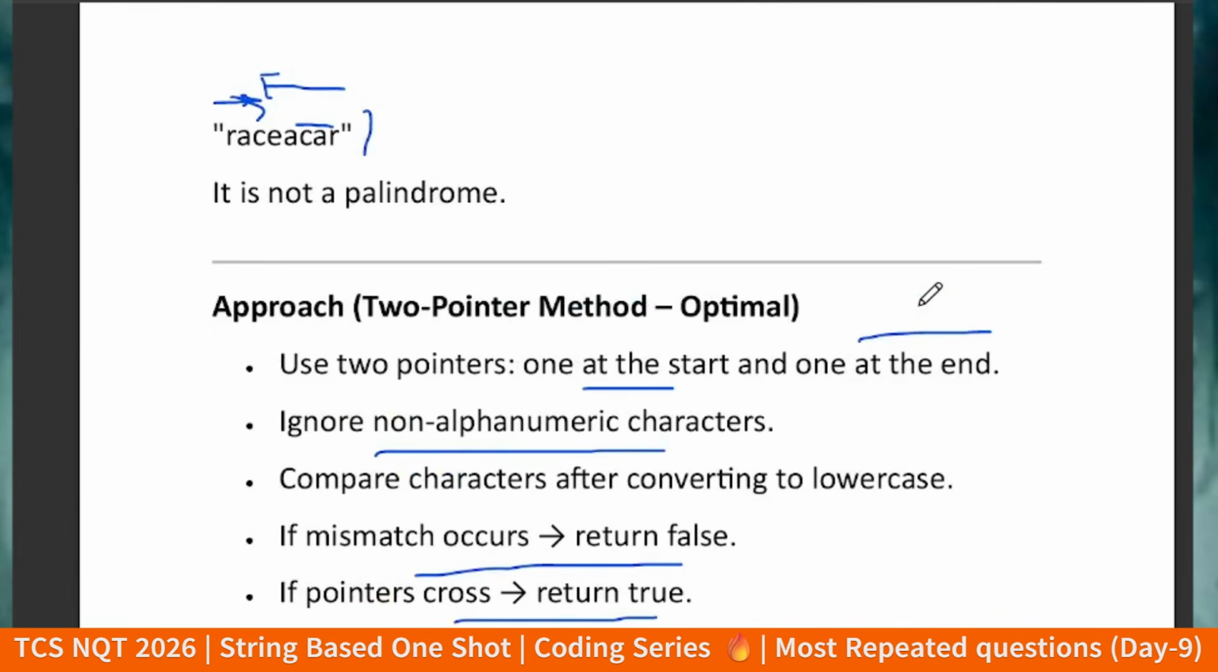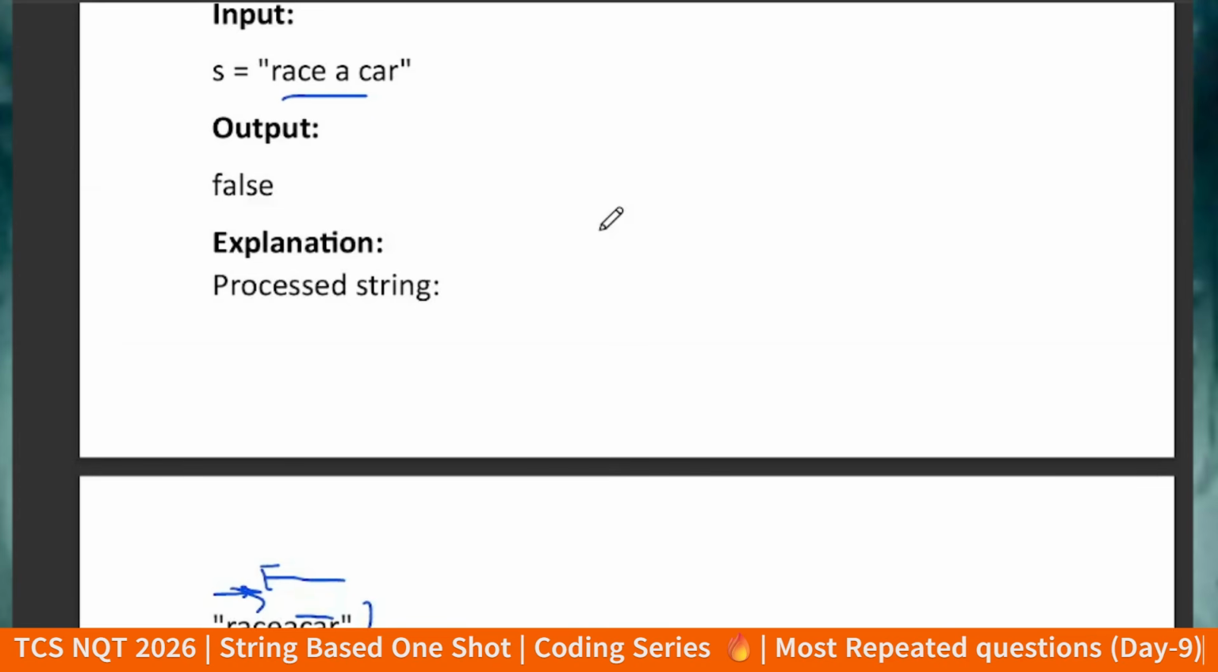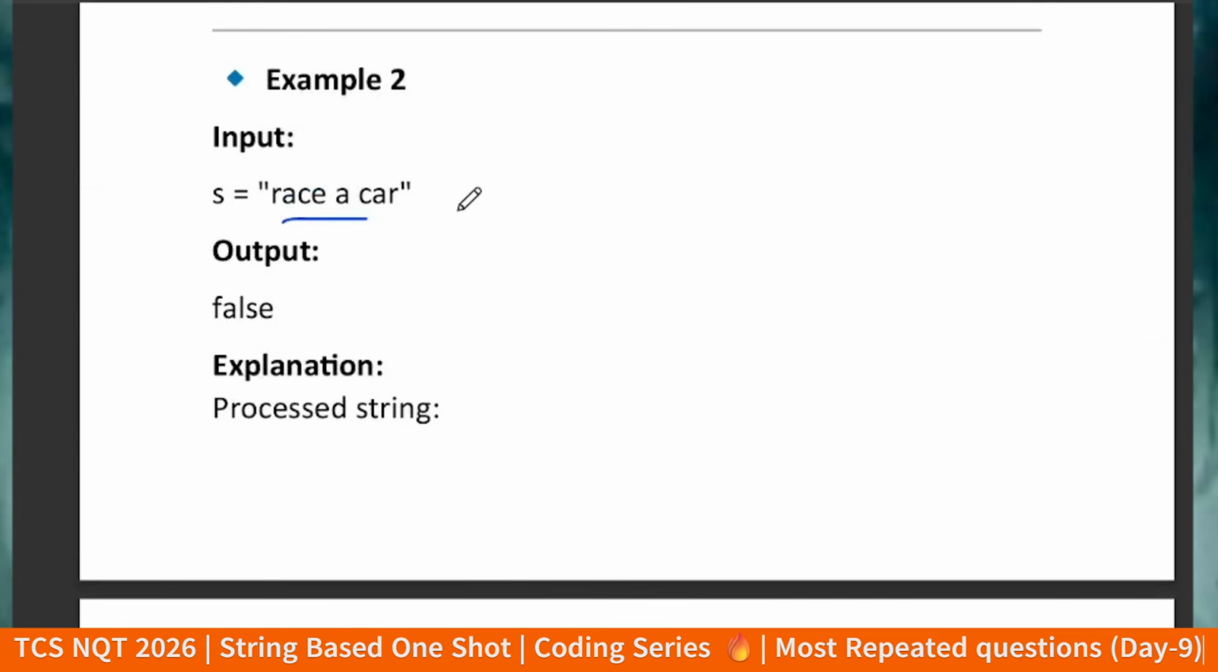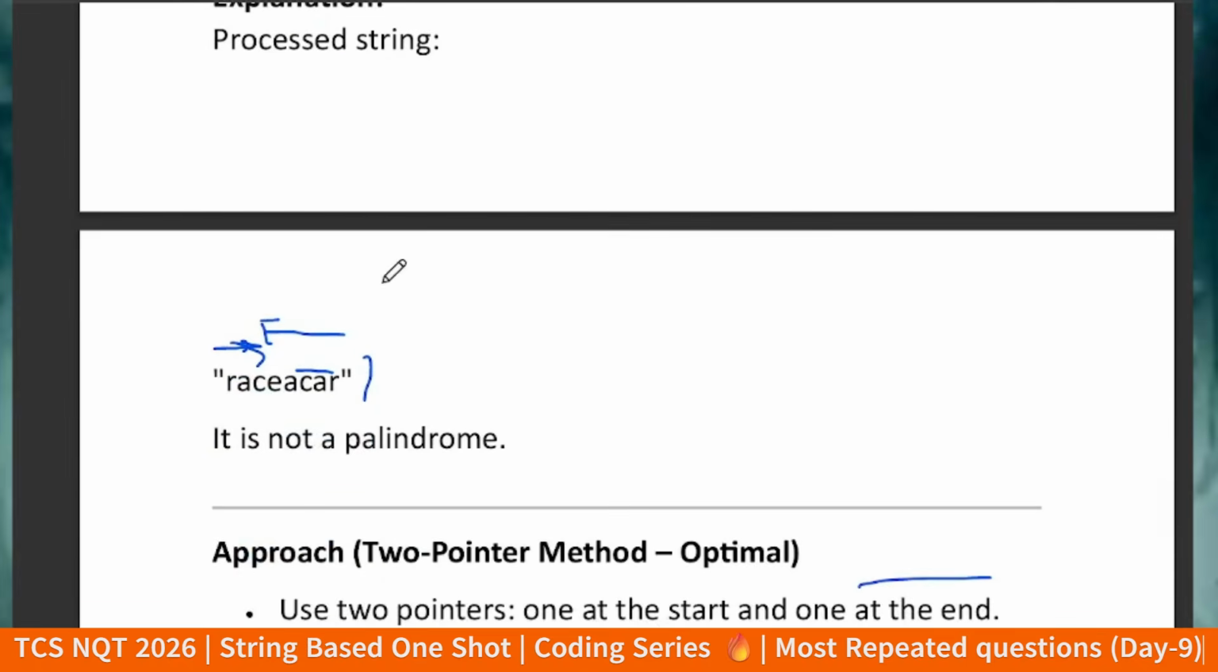Got it? अगर मैच कर रहा है तो जस्ट हम लेफ्ट और राइट पॉइंटर को आगे इंक्रीज करते जाएंगे, अगर नहीं कर रहा तो उसको वहीं पर रिटर्न फॉल्स कर देंगे. फॉर एग्जांपल रेस कार, रेस कार में आप देखिए आर आर इज मैचिंग, दैट्स फाइन, विल इंक्रीज द पॉइंटर लेफ्ट पॉइंटर एंड राइट पॉइंटर. ए ए मैचिंग, again will increase the left pointer and decrease the right pointer.